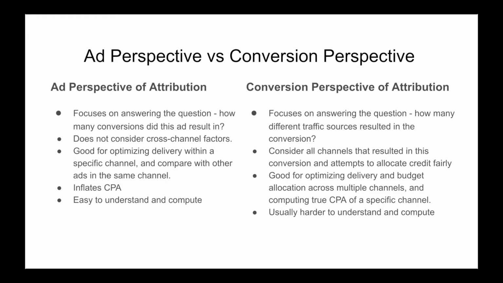On the other hand, the conversion perspective attribution is a little bit more complex. It focuses on answering the question, how many different traffic sources have resulted in the conversion? And it considers all channels that have resulted in the conversion and attempts to allocate credit fairly on the day of conversion. In general, it's good for optimizing delivery and budget across different channels. And it can also help you compute the real CPA for each of your channels that have resulted in the conversion. More on that later. In terms of computing CPA, we'll go into that in the next slide. It is typically more complex to compute.